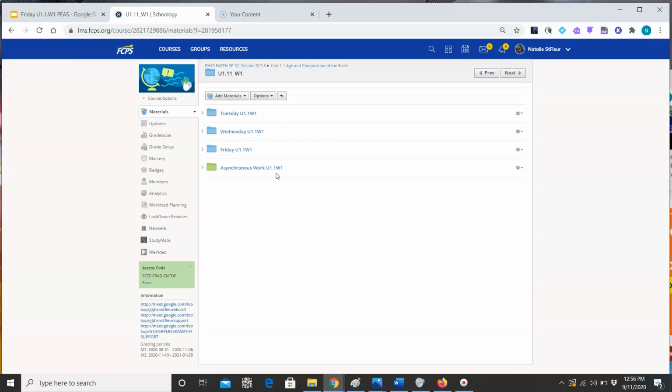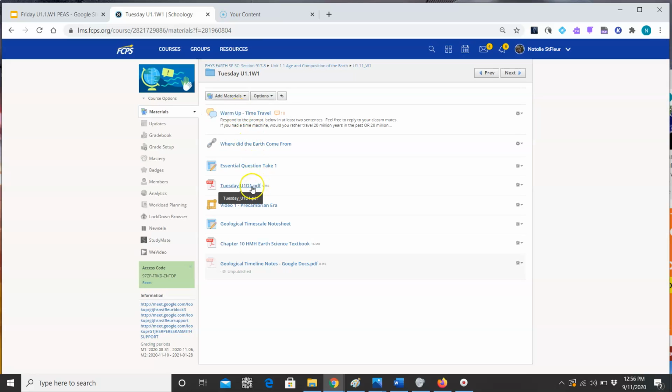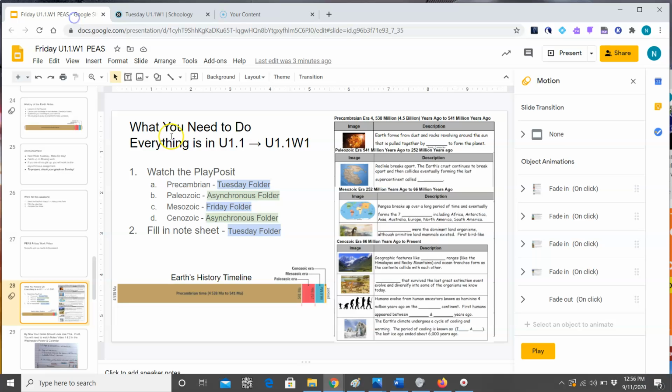Sometimes if we don't finish things during the synchronous time when we are together, you have to do that asynchronously. So let's go ahead and open up Tuesday's folder. So in Tuesday's folder, you will find the Precambrian era video 1 and your note sheets. So just to remind you, what you're finding here is Precambrian era video 1 and the first note sheet.